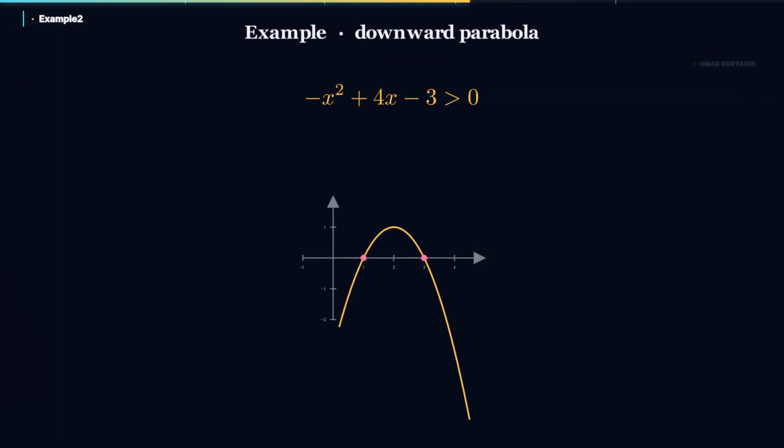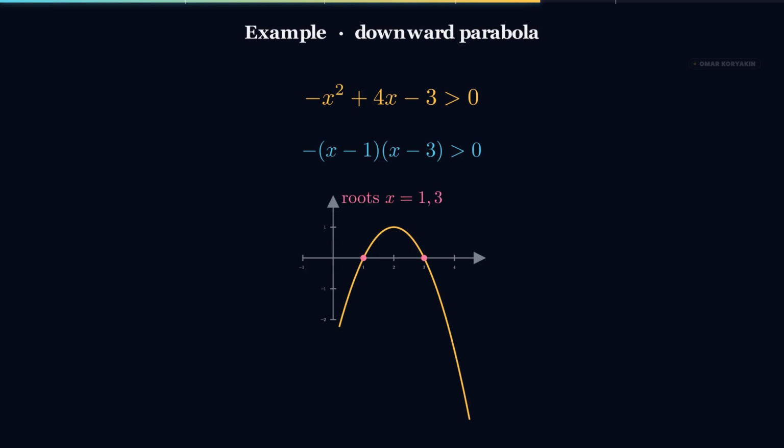Example 2. Solve negative x squared plus 4x minus 3 greater than 0. The leading coefficient is negative, so the parabola opens downward. Factor. Pull out a negative 1: negative 1 times x squared minus 4x plus 3 equals negative 1 times x minus 1 times x minus 3. Roots are x equals 1 and x equals 3.